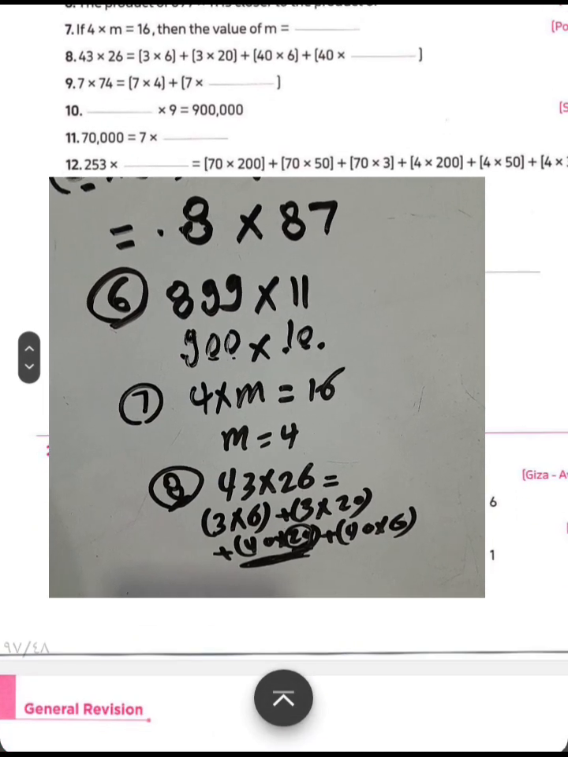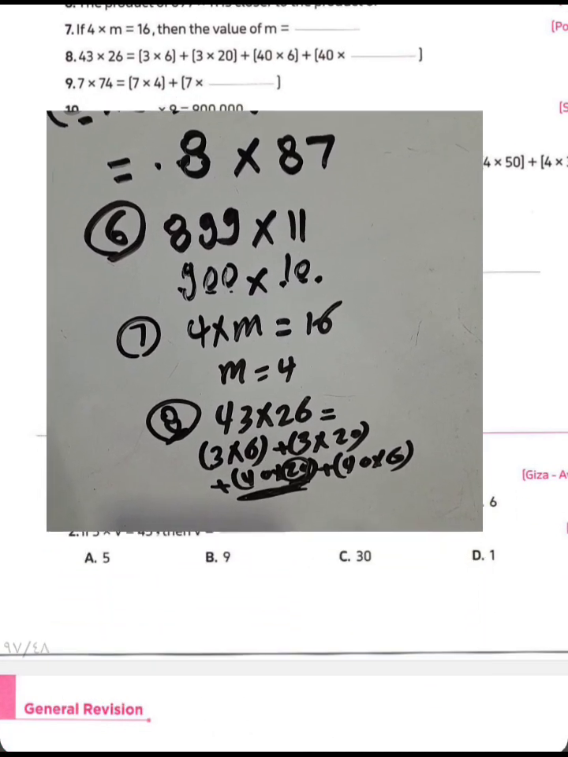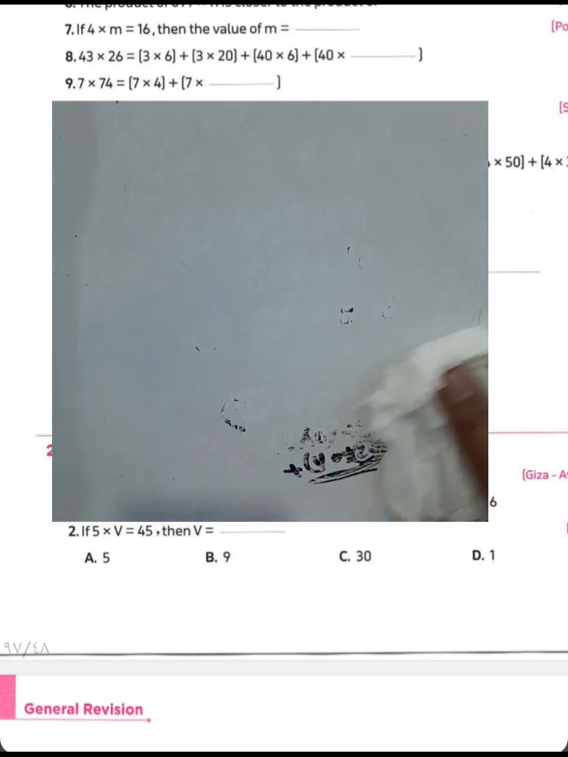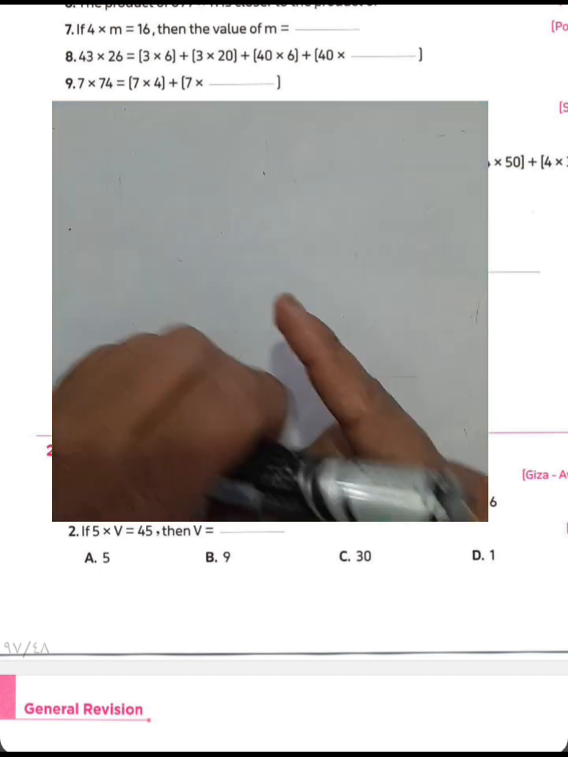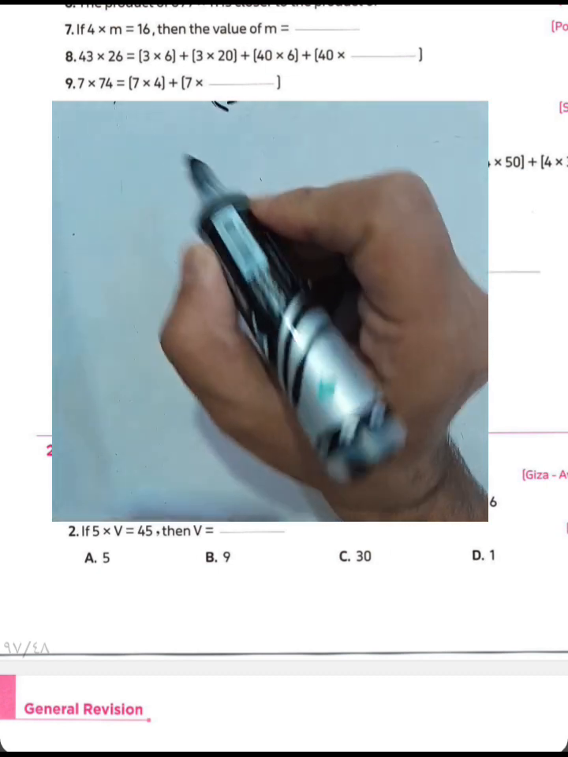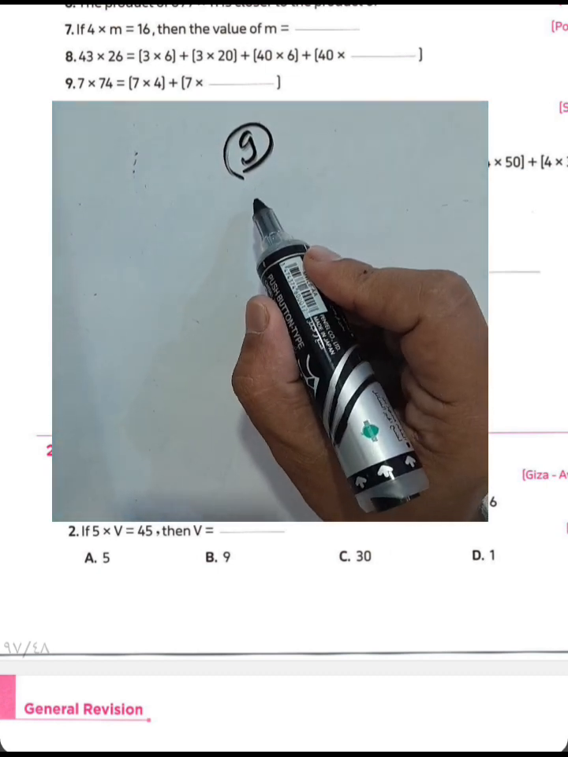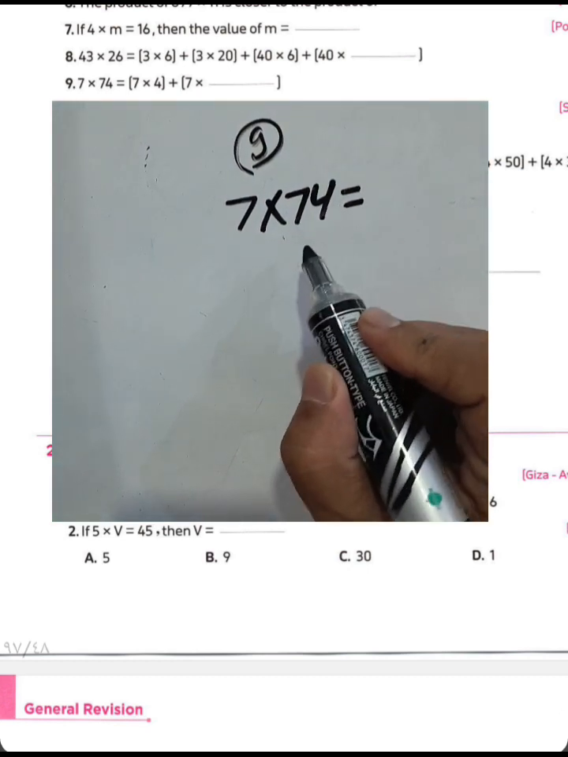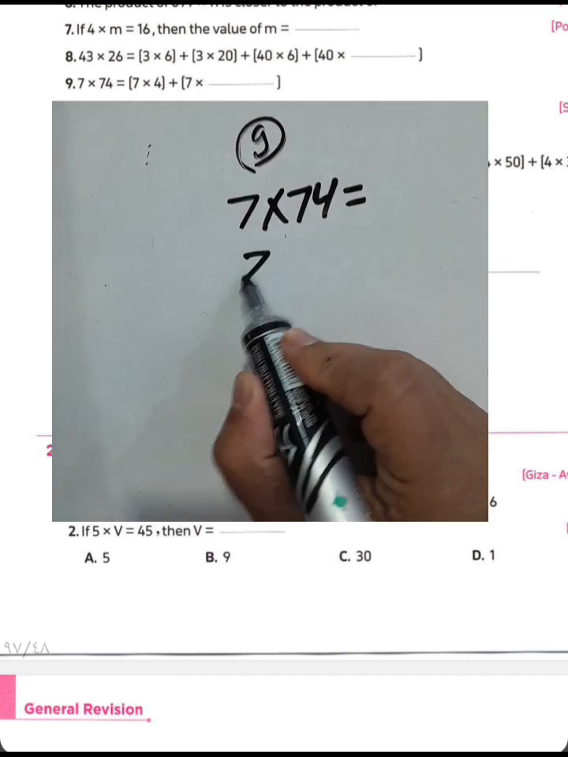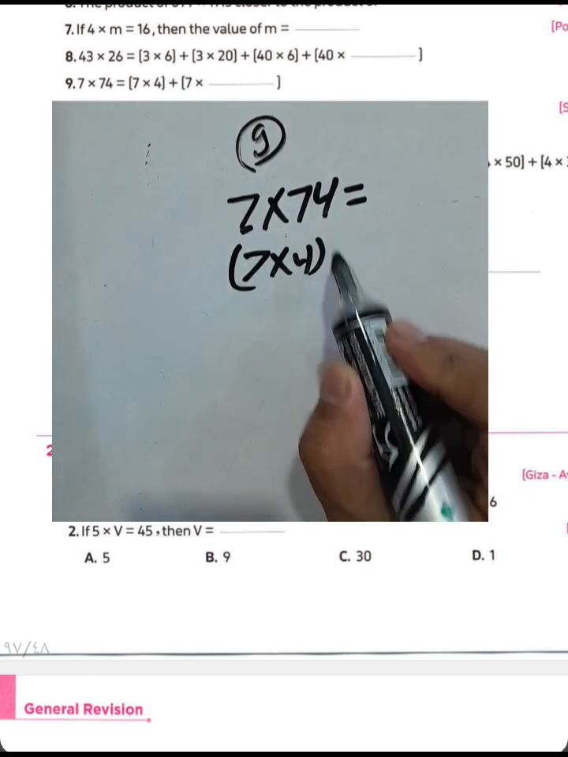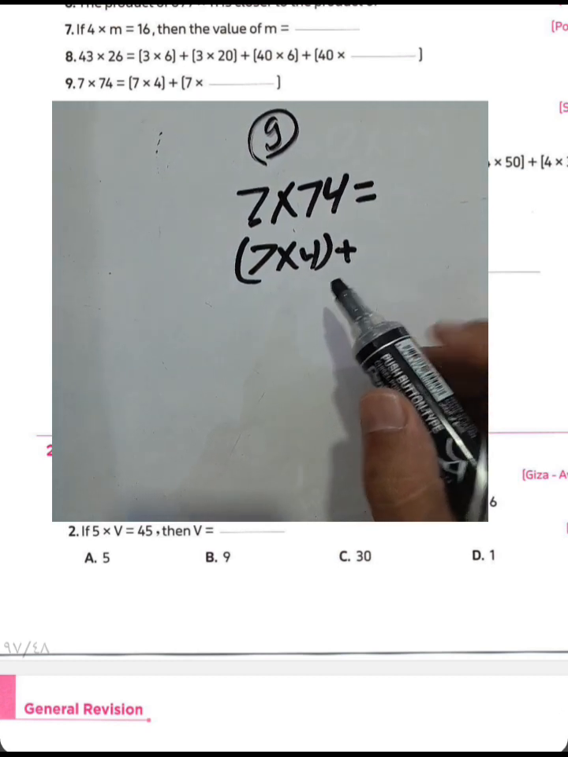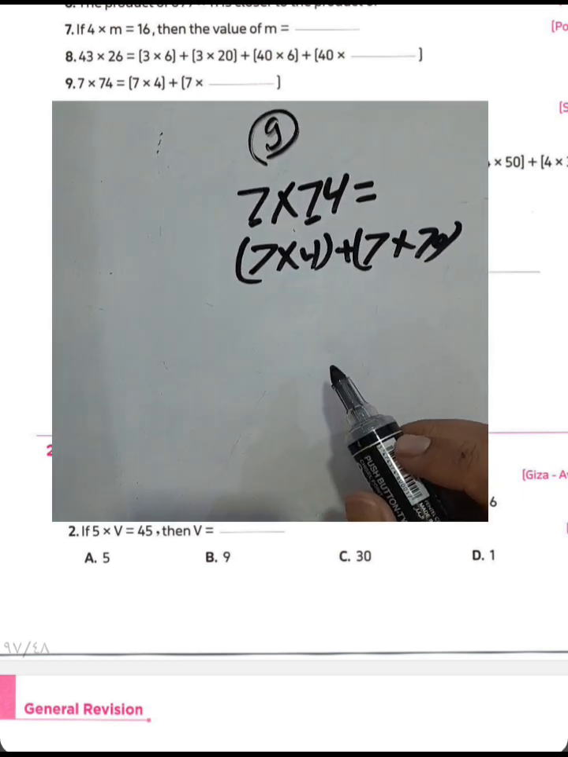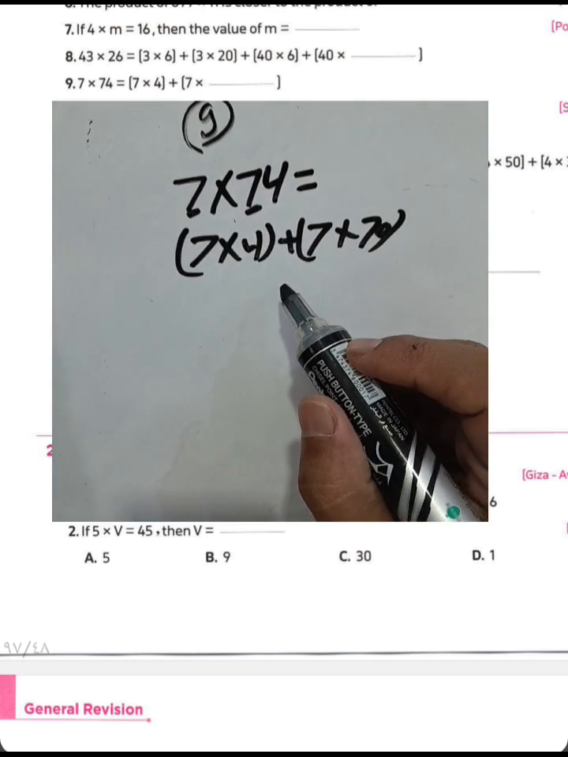Next question, number 9. 7 times 74 equals 7 times 4 plus 7 times space. We have here 4 in the ones and 7 in the tens. So 7 times 74 will be 7 times 4 plus 7 times 70, using distributive properties. Write 70 in this space about question number 9.